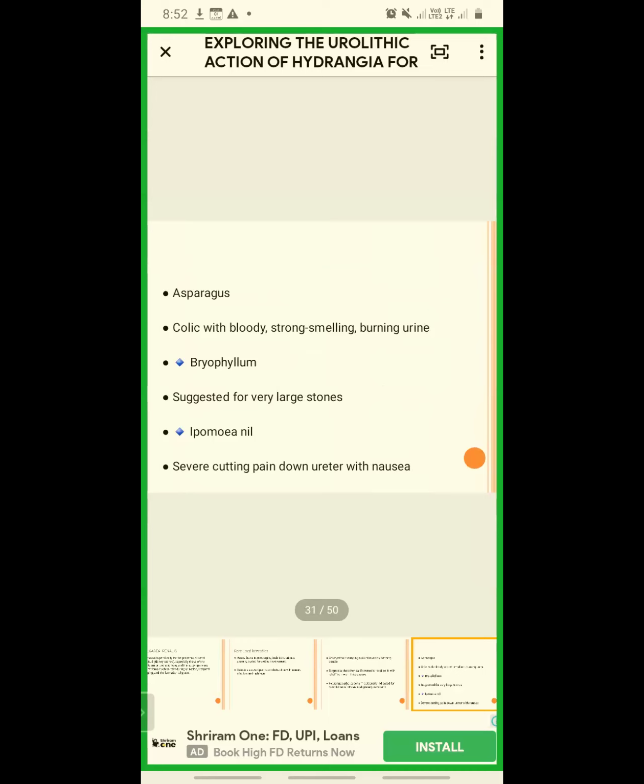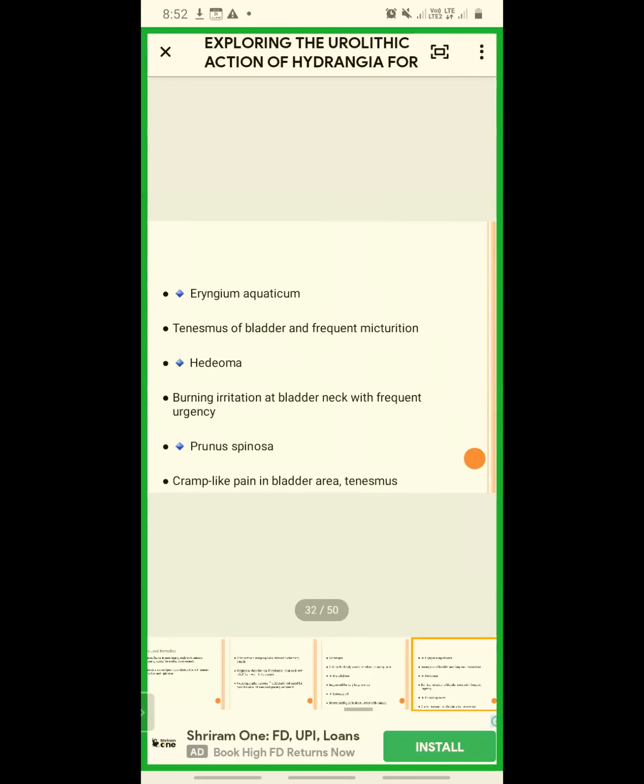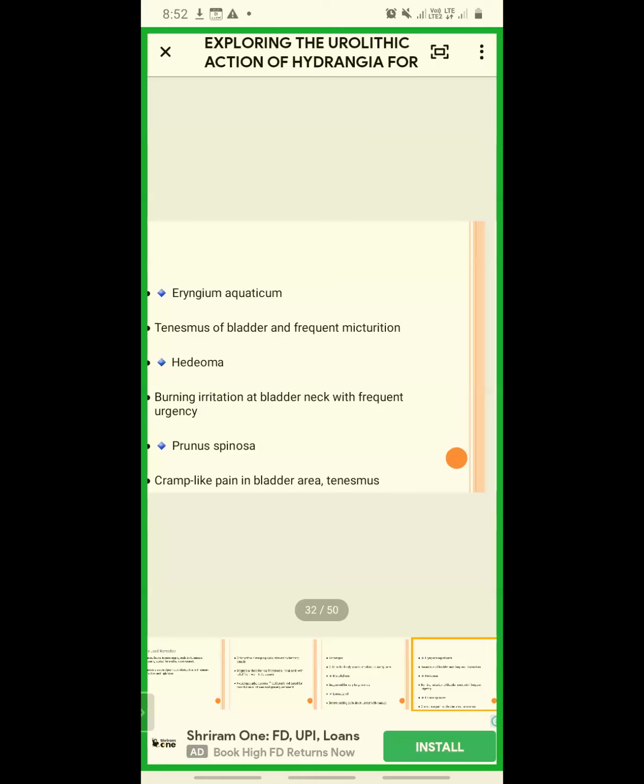Bryophyllum is suggested when the size of the stone is very large. Eupatorium purpureum: severe pain cutting down towards the ureter with nausea. Then Equisetum hyemale: there is tenesmus of the bladder with frequent micturition. Iodum: burning irritation at the bladder neck with frequent urgency. Then Prunus: mainly crampy pain in the bladder area with tenesmus.